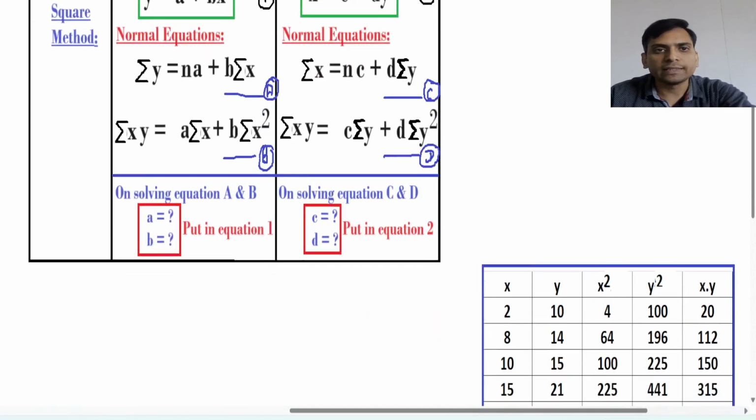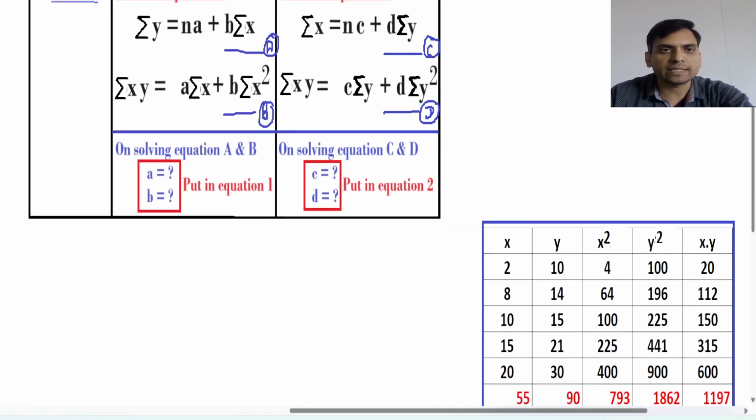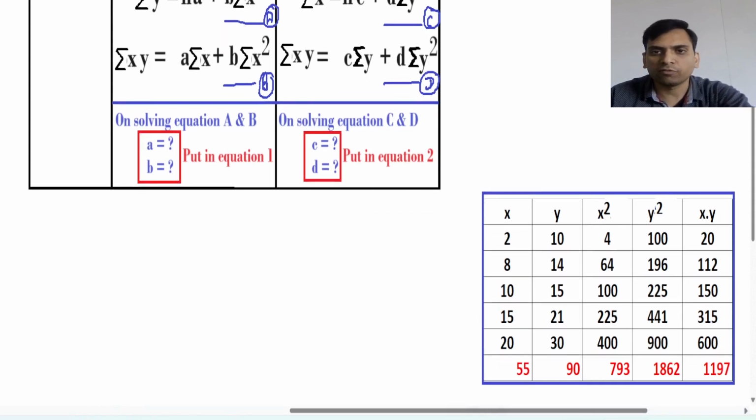Okay, so for these two normal equation sets, we need summation y and summation x. As we have this table of x and y, we have already calculated summation x and summation y, and in these equations we need summation x square and summation y square also. I have calculated the summation x square column, the summation y square, and one more thing we need is summation xy for both. I have already calculated this summation xy.